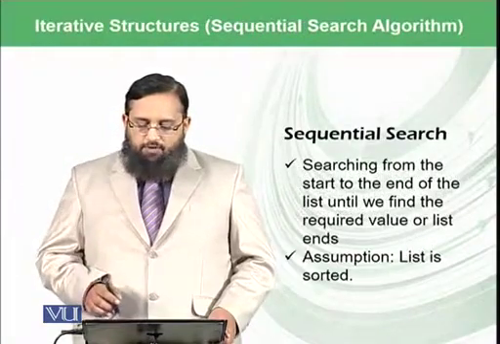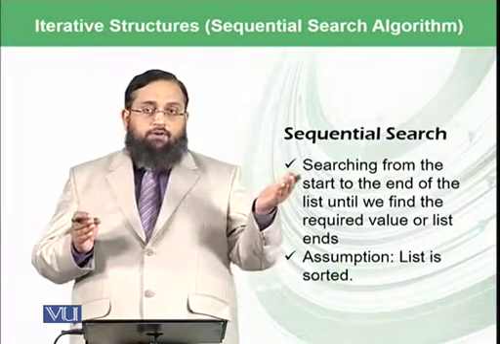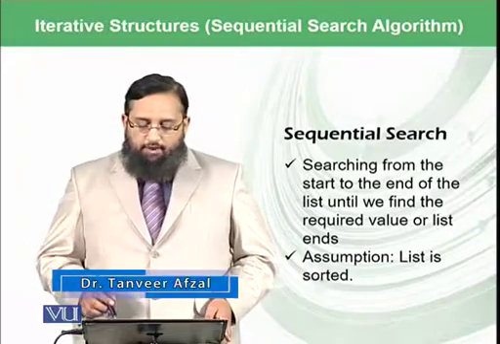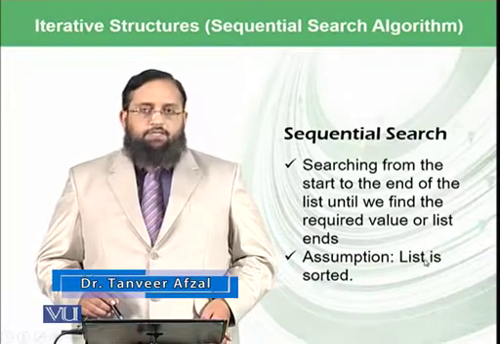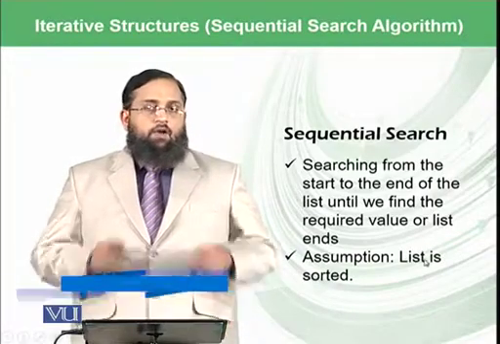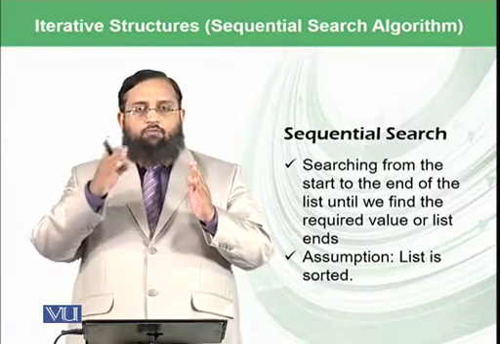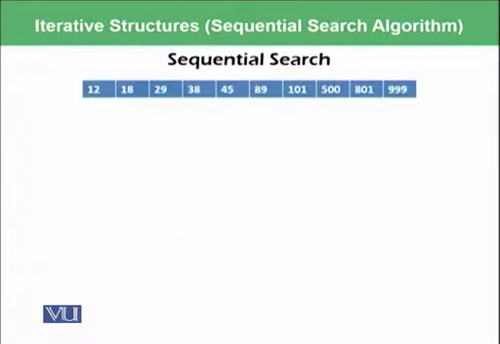So we search from the start to the end. Of course we have a list, so we will start from the starting point until the end. We will be searching until we find the required value or the list ends, and the assumption is that the list is sorted. This means the minimum value is at the beginning, followed by the maximum values at the last. So let's have a practical example.